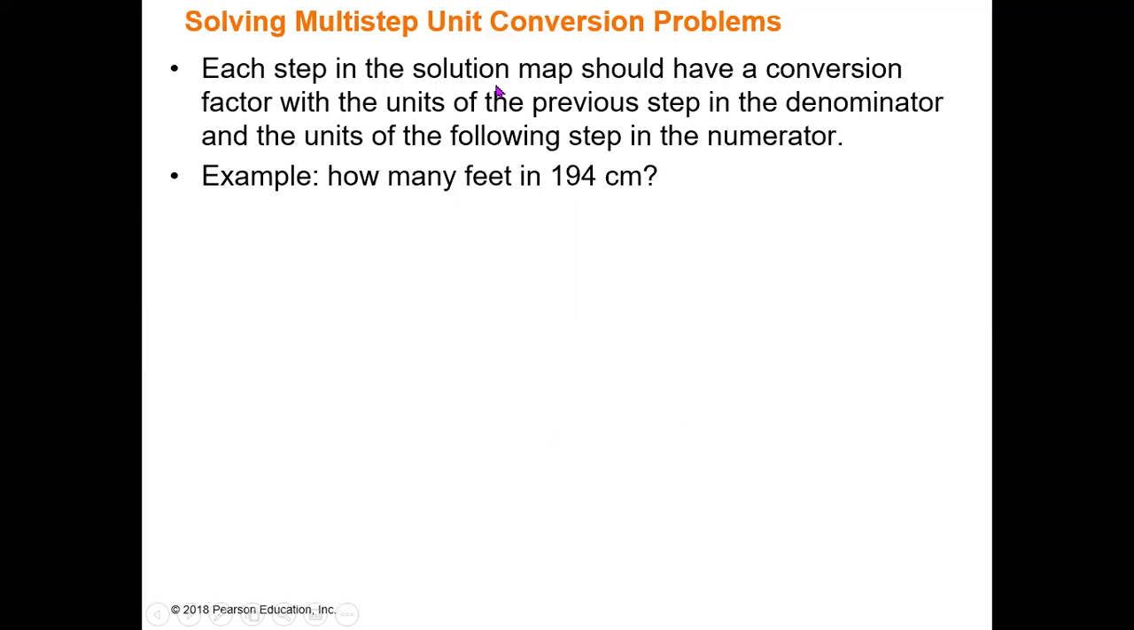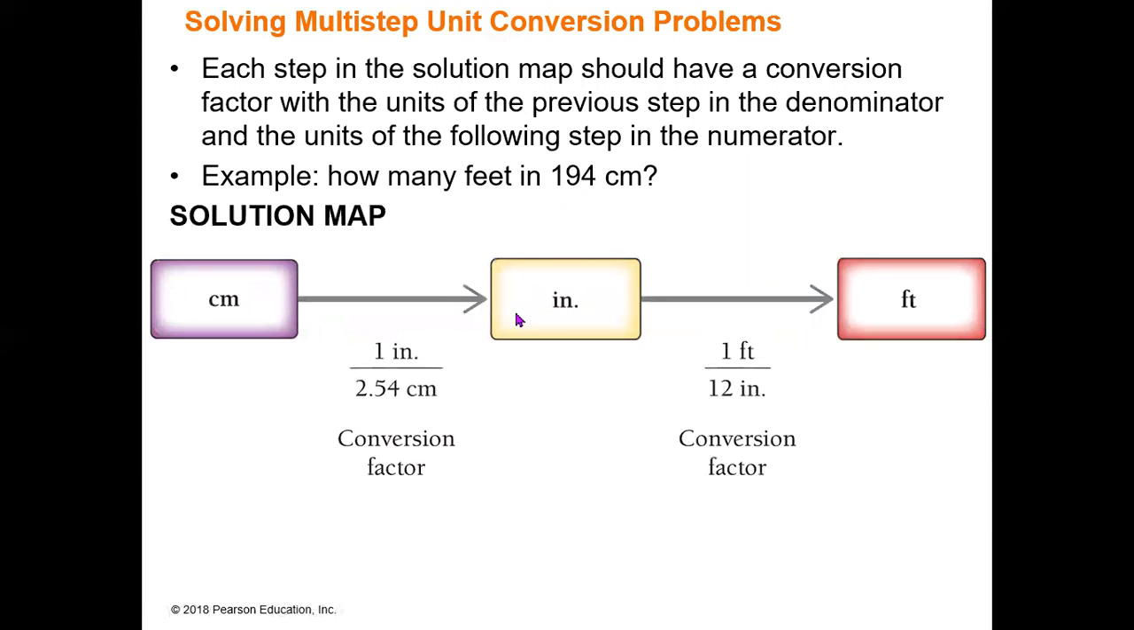Each step in the solution map should have a conversion factor with the unit of the previous step in the denominator and the unit of the following step in the numerator. Let's see what I mean by this example. How many feet are in 194 centimeters? Our solution map will be from centimeters to inches and then from inches to feet.